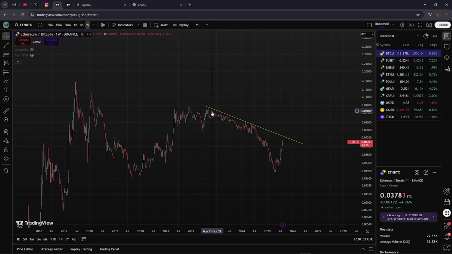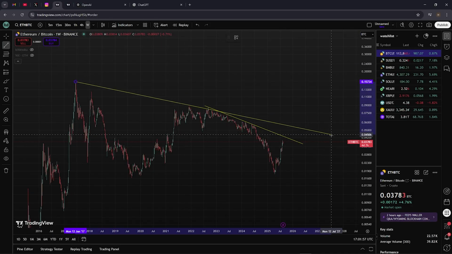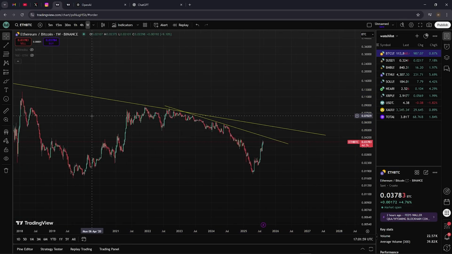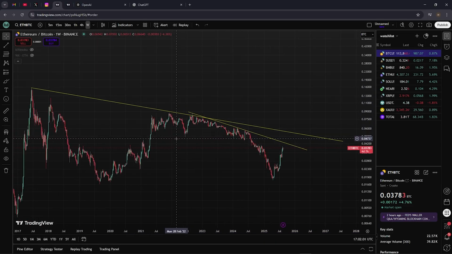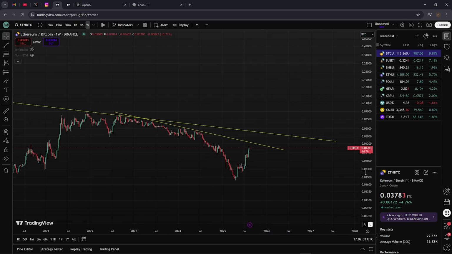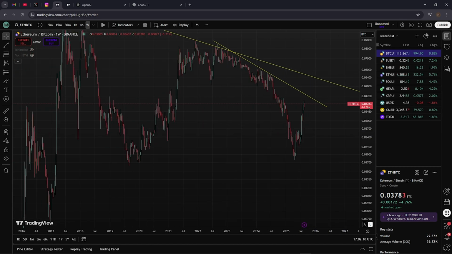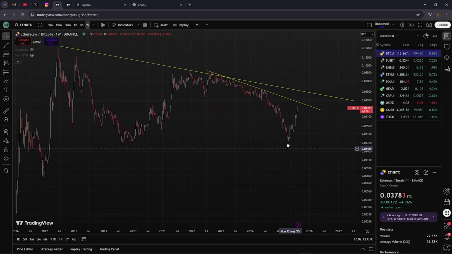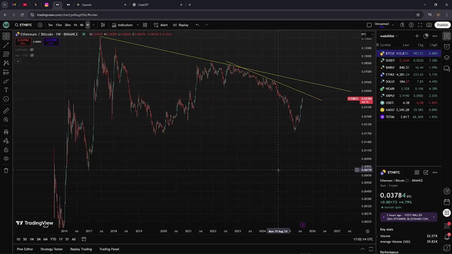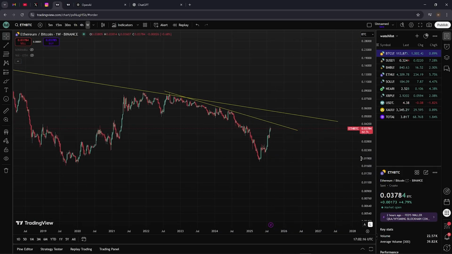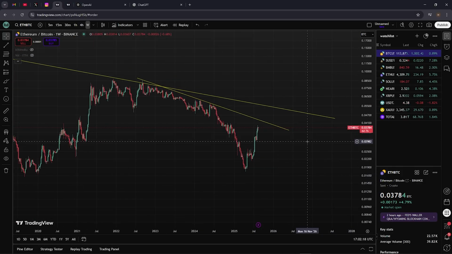target. What I have in mind is closer to this, something like this, where Ethereum breaks this line right here, goes and tests this resistance here, and then moves back down to these lows, or even lower, back to these lows. So that's what I thought about Ethereum.